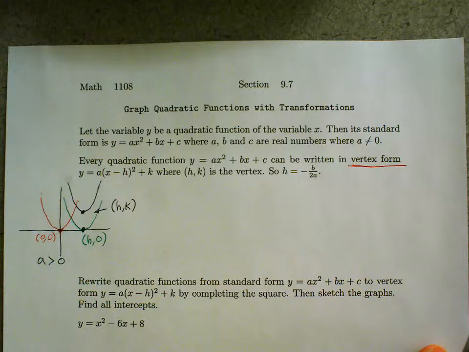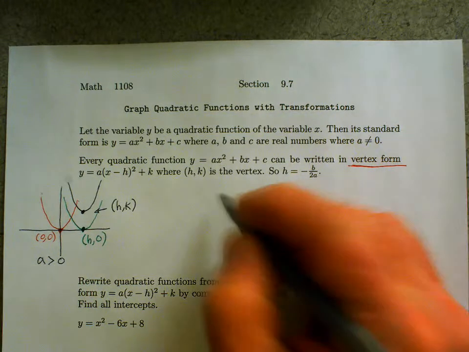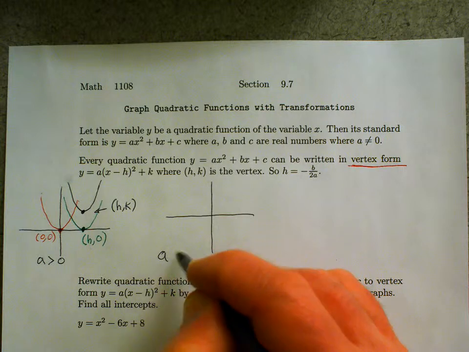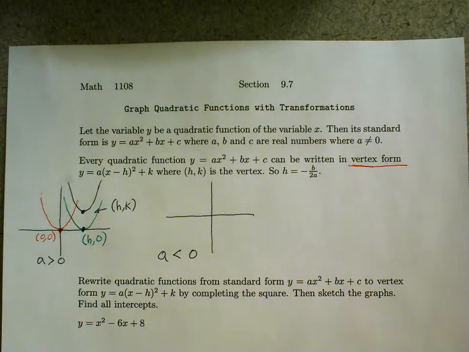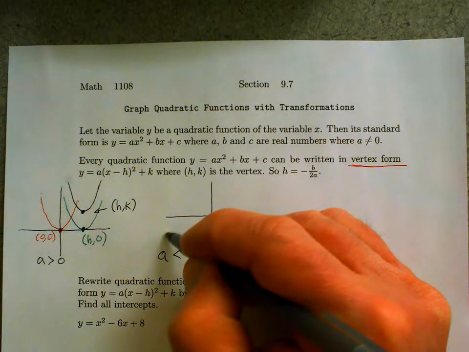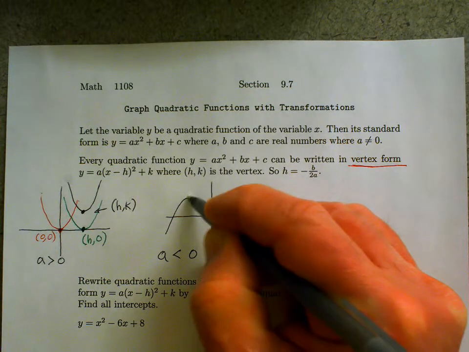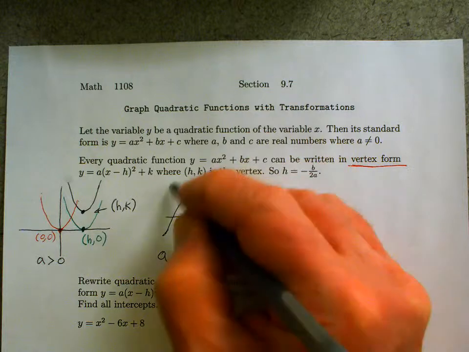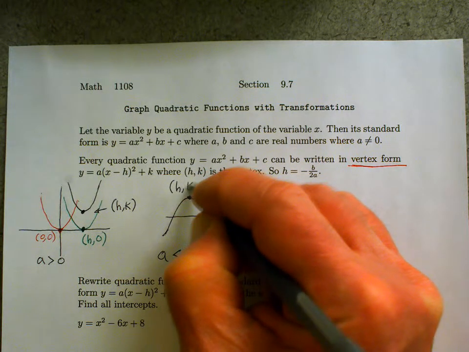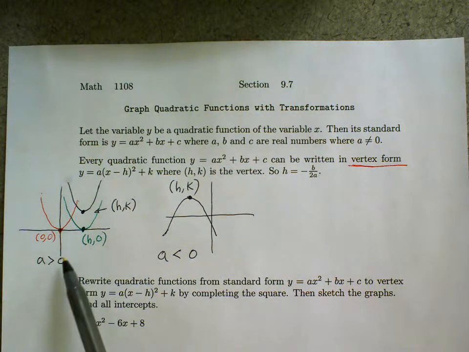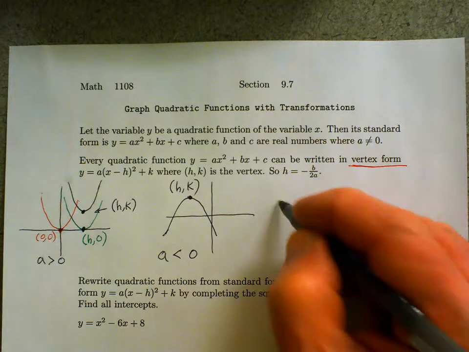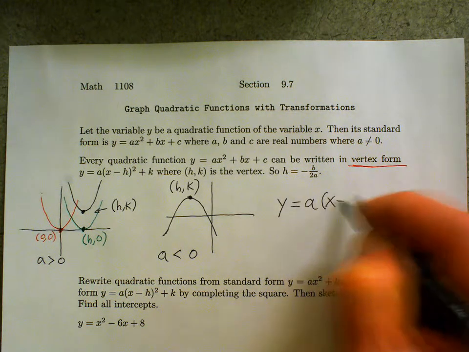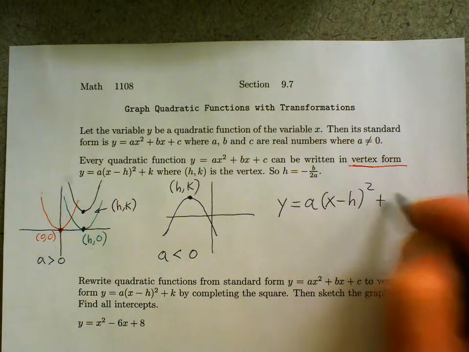The same sort of thing can happen if you have a parabola that opens downward, if the value of a is negative. Then this parabola has a high point for the vertex, and that's (h, k). But in both of those, the vertex form looks like this: a times (x minus h) squared plus k.